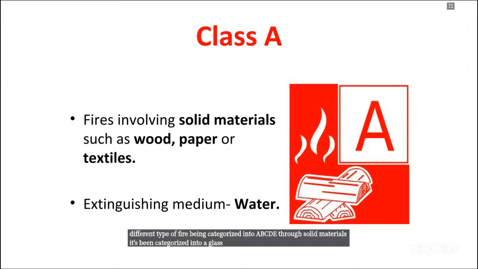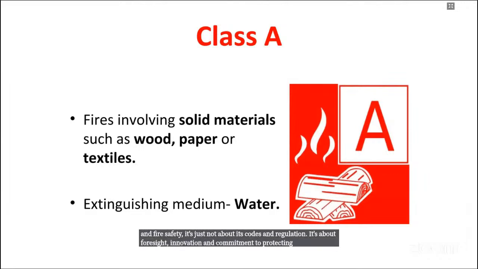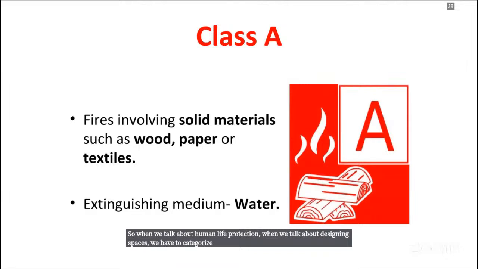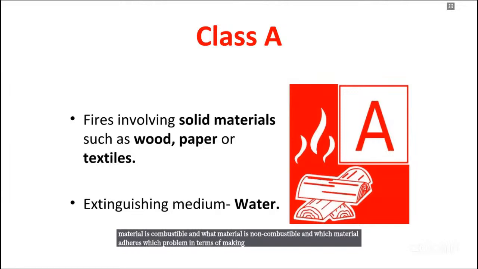So the extinguishing medium when we talk about class A is water, and fire safety is just not about codes and regulation. It's about foresight, innovation, and commitment to protecting human life. So when we talk about human life protection, when we talk about designing spaces, we have to categorize those things into these A, B, C, D, E groups so that we can understand what material is combustible and what material is non-combustible, and which material adheres which problem in terms of making these design solutions and innovations, right?